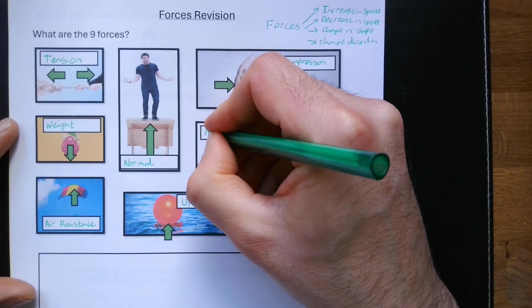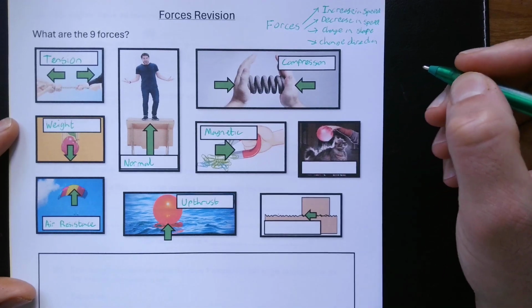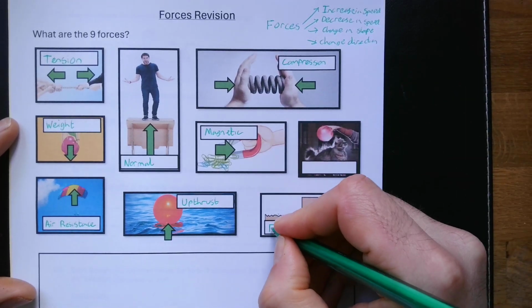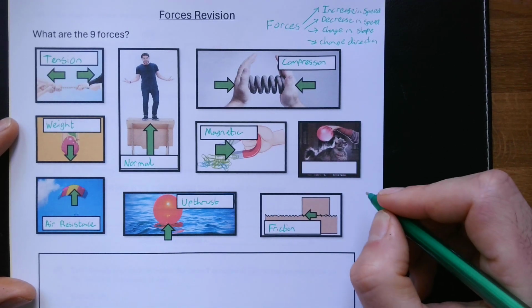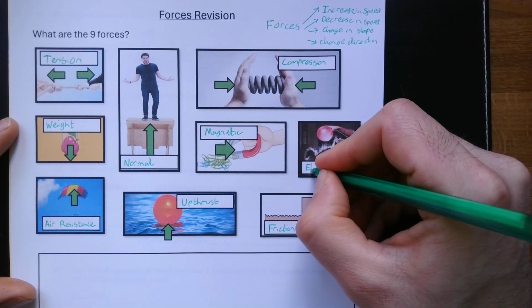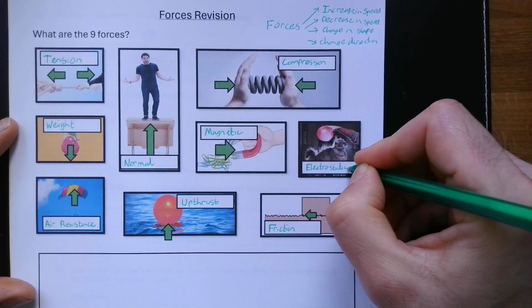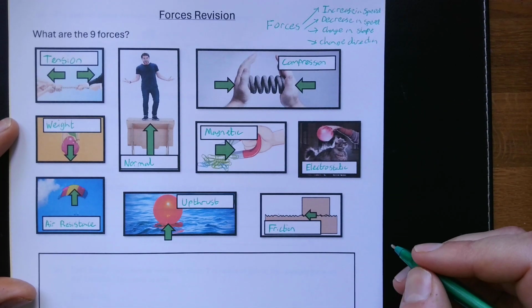We've got a magnetic force, which we've got here. Okay, so that's when magnetic fields attract metal objects. We've got friction, which is when two surfaces rub together. And then we've got electrostatic, which is when charges cause movement of things. So a difference in charges, a positive and negative.